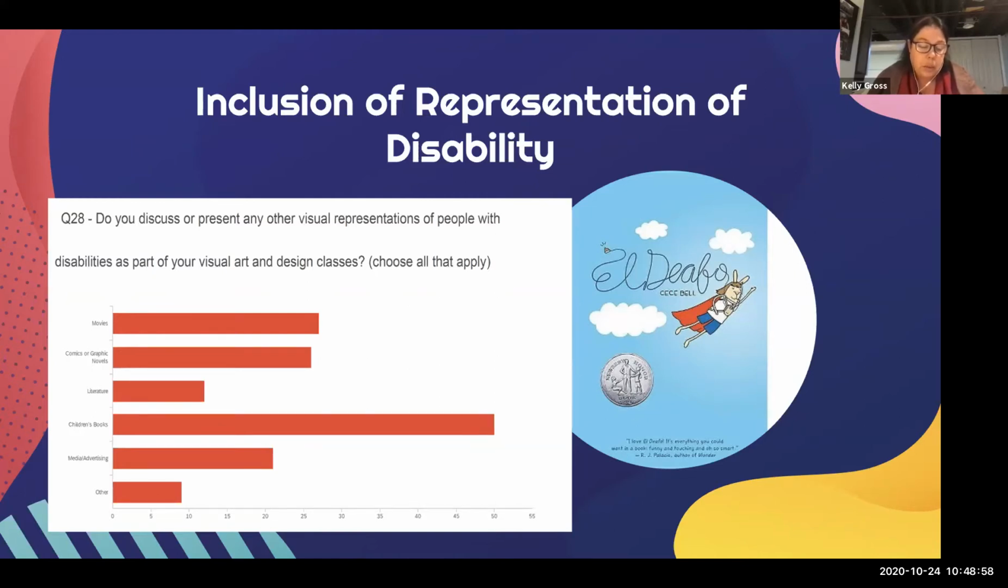For this question, teachers were allowed to choose as many categories as fit, and out of the 145 responses on this question, they identified the following uses of media: movies, 27 teachers; comics or graphic novels, 26; literature, 12; children's books, 50; media advertising, 21; and other, 9. For other, teachers identified Scholastic Art, Art 21, tattoo artists, YouTube, and self-made PowerPoints as other sources for teaching about artists and designers with disabilities.